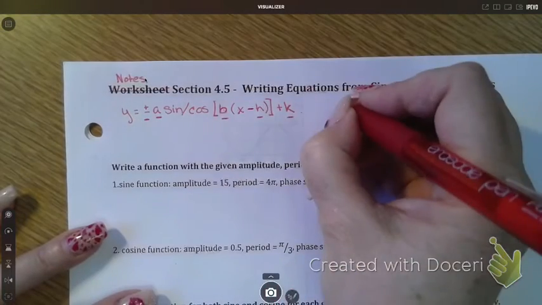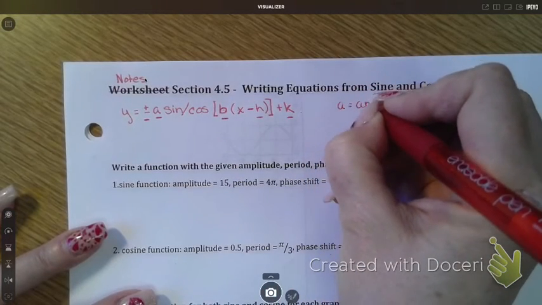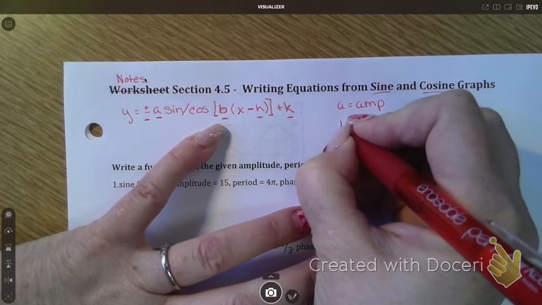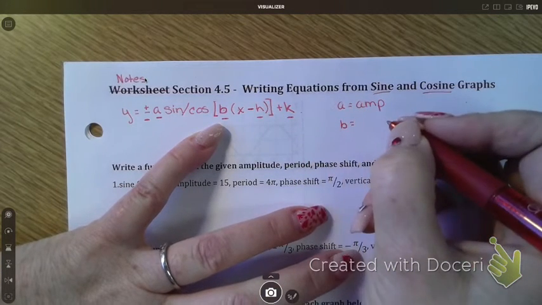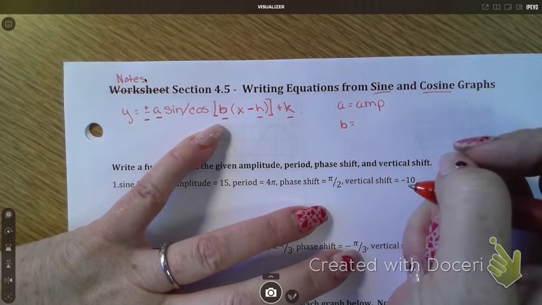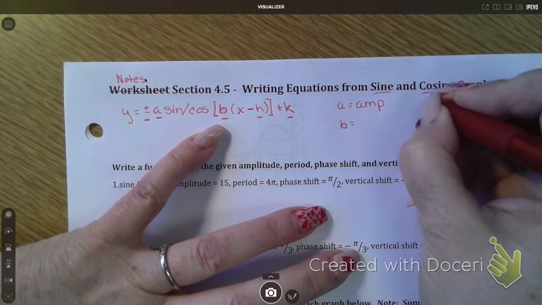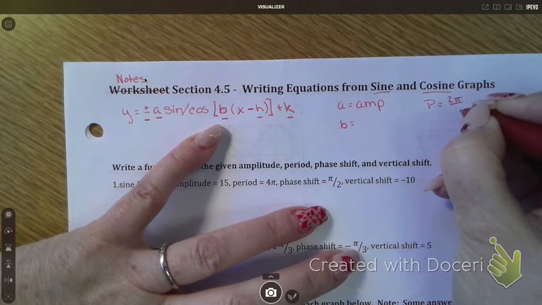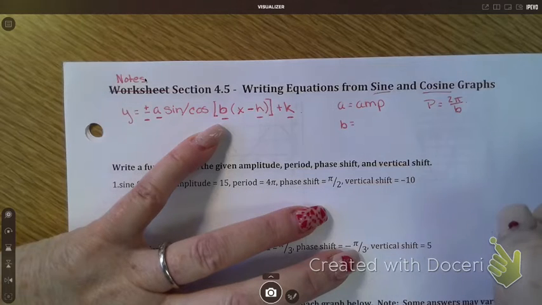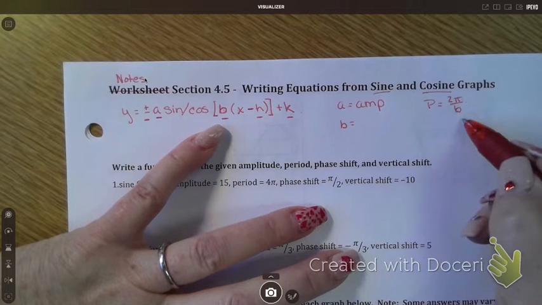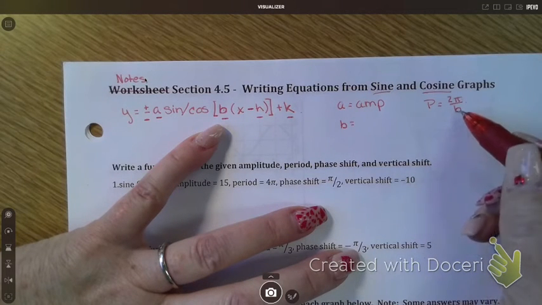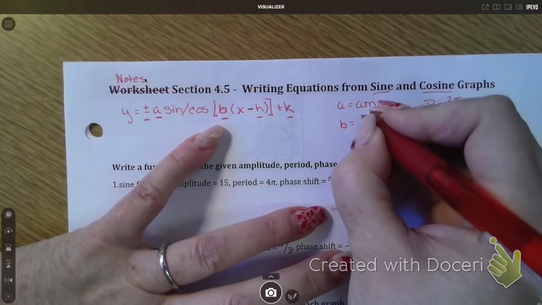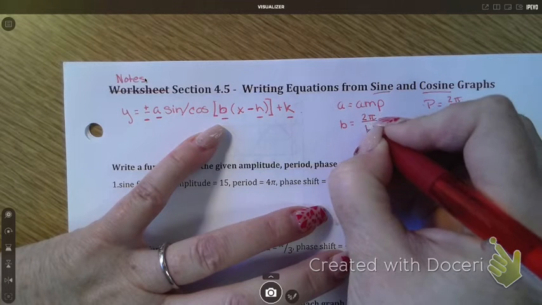So a is what? Amplitude. B was what? We had period equaled 2 pi over B. You've got to solve this equation for B. I'd multiply by B on both sides and divide by P. So B equals 2 pi over P.